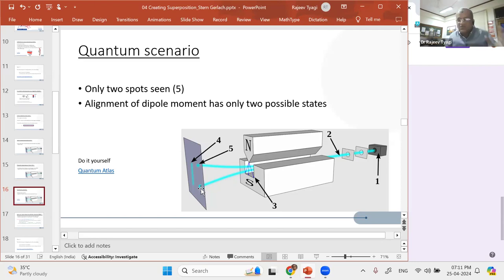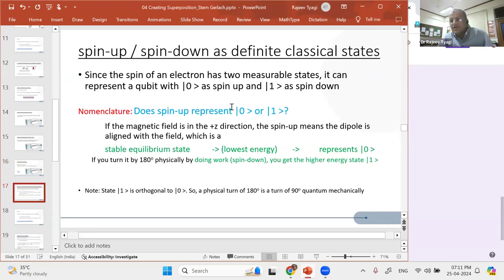Now, why? That's what nature made it to be. That's what people always say. Electron has spin up as zero and spin down as one. Which one do we call zero, which one do we call one? That state one and state zero, they are orthogonal.